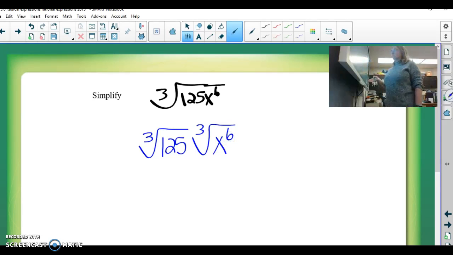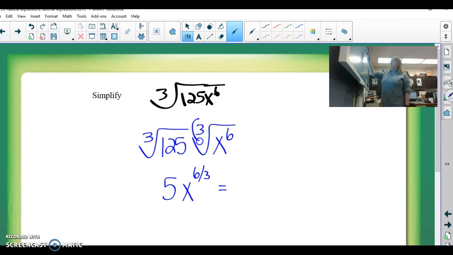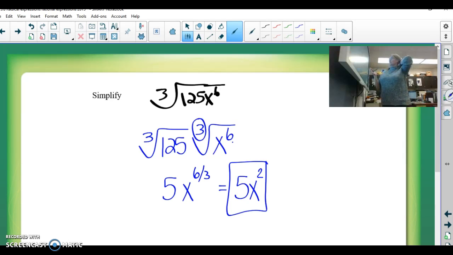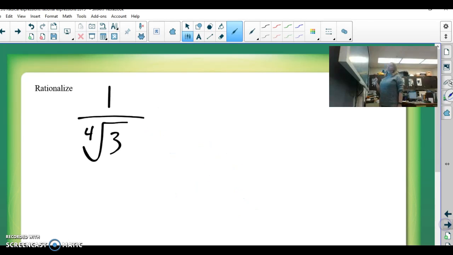And if you look at your list of perfect cubes, the cube root of 125 is 5, and the cube root of x to the 6th, rewrite that as an exponent: 6 divided by 3. Remember, the index goes in the denominator. And you end up with 5x squared, which does look more simplified, but that's what you're going to do. That's only because 125 was a perfect cube, and so was x to the 6th.